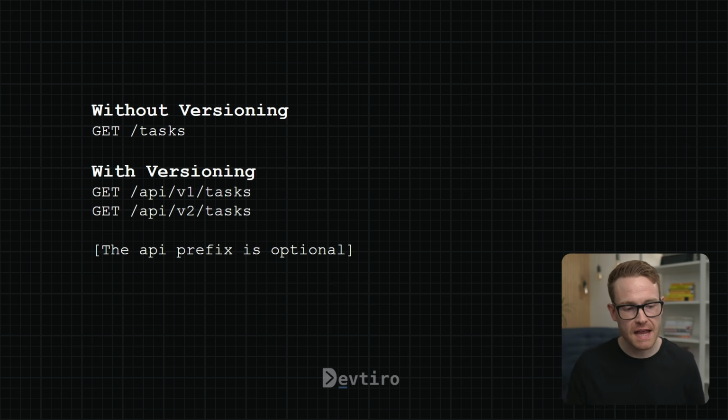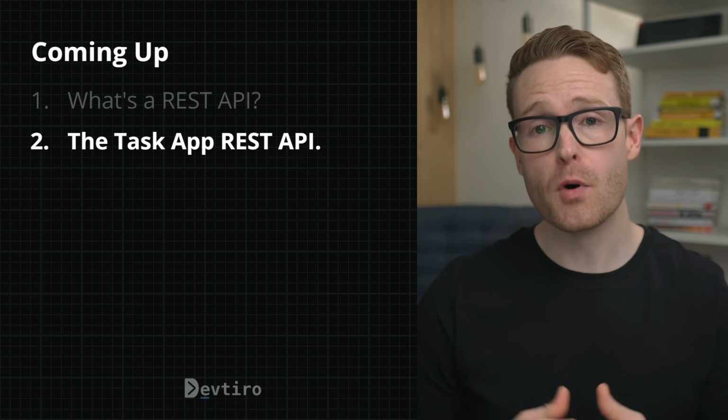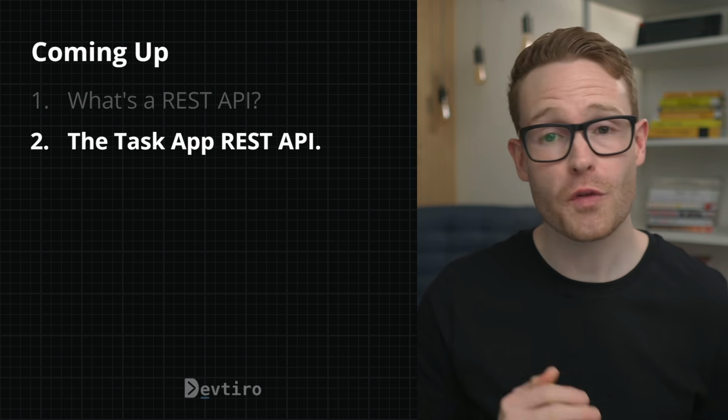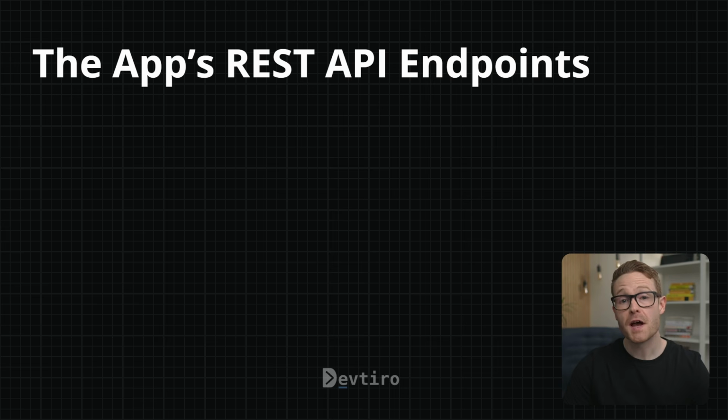Now, it's worth noting here that the version URLs have this API prefix, and that is not mandatory, but it's a bit of convention that you'll see, and it's one that we use in the task app build. So now that we know a bit more about REST APIs, let's explore the task app's REST API. The task app REST API has 4 different endpoints.